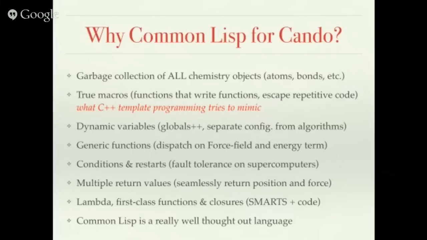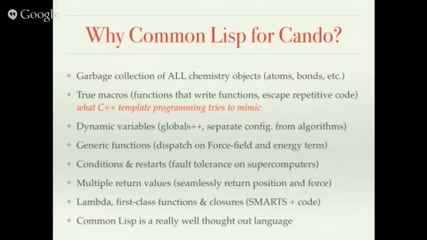Because C++ template programming lets you write a chunk of code where you can sort of slot in types. Okay, and that's very powerful. I do a lot of template programming. I like it. It's powerful. It's difficult, though, to convey your intention to another programmer because it's sort of really spread out code. Common Lisp macros let you generate code on the fly in a much more natural way.